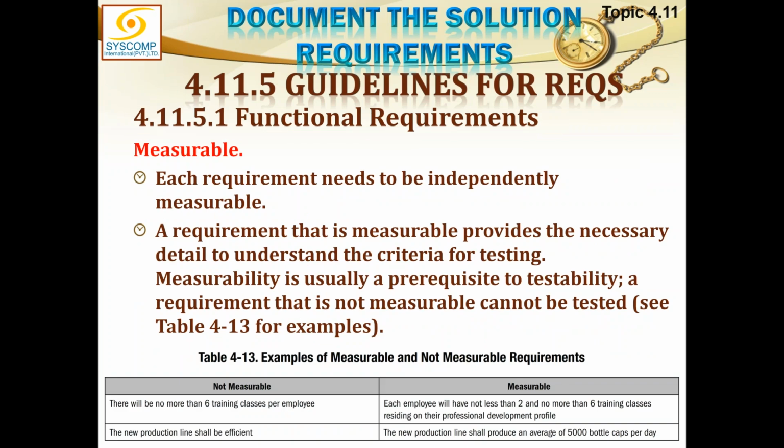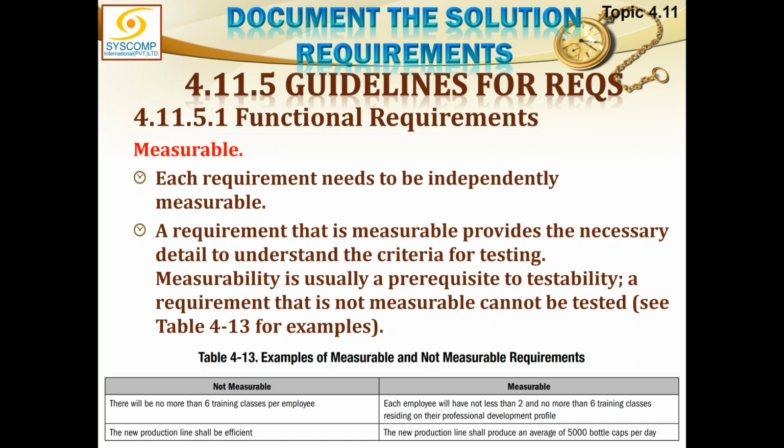The next point is measurability. Each requirement needs to be independently measurable. A requirement that is measurable provides the necessary detail to understand the criteria for testing. Measurability is usually a prerequisite to testability. It must be able to be measured, it must be able to be tested. A requirement that is not measurable cannot be tested.